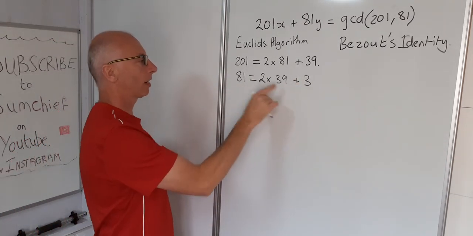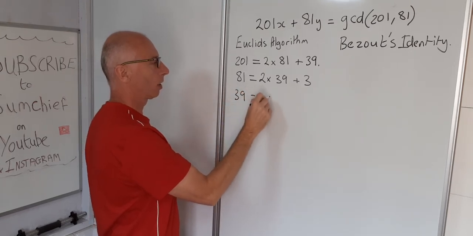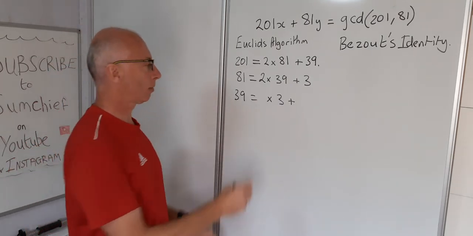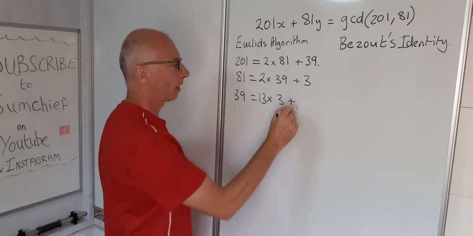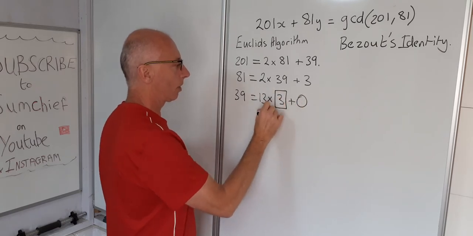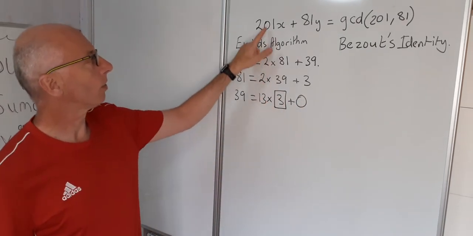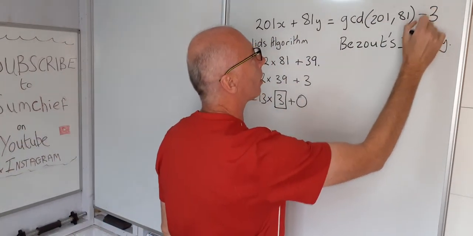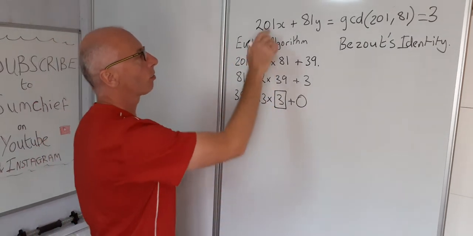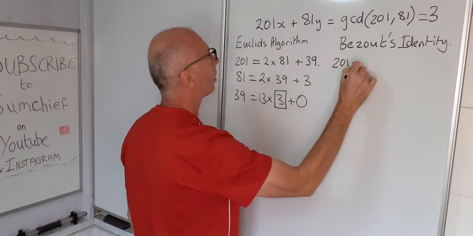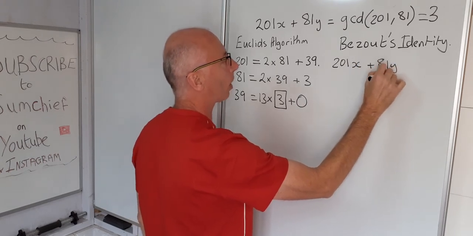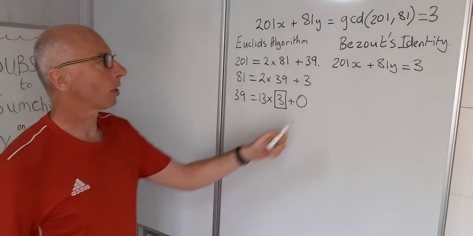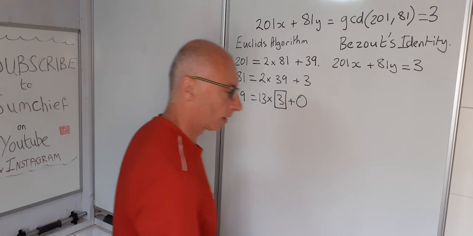And then we say that 39 equals something times 3 with a remainder. Now we know that 13 times 3 is 39 with a 0 remainder. So therefore we can say the greatest common divisor of 201 and 81 is 3. So basically what we're saying is 201x + 81y = 3. That's what we're looking for. So we're looking for values of x and y to make 3.